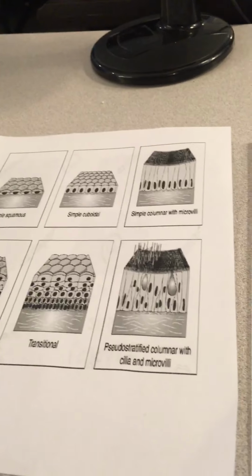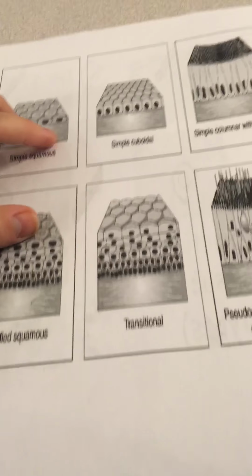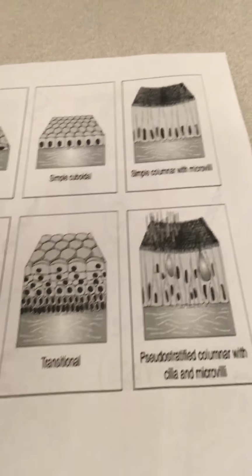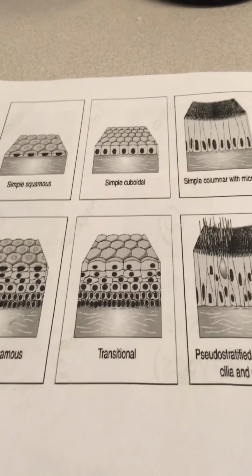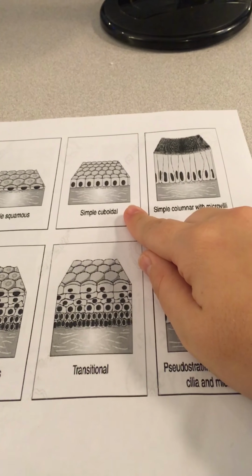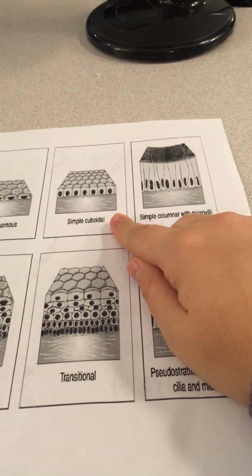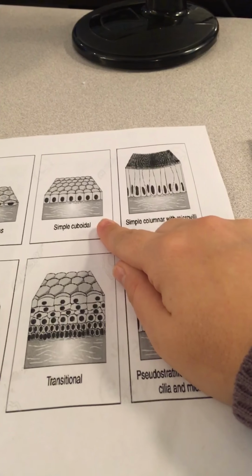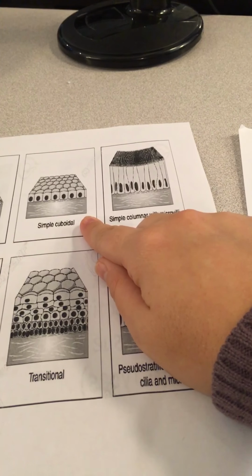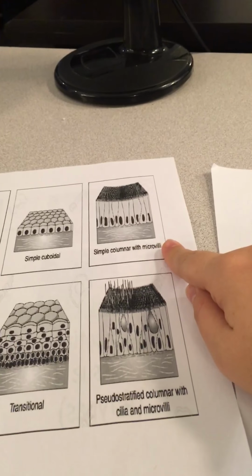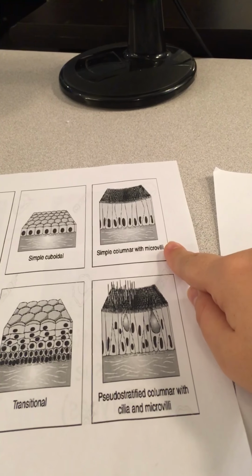So the next one we're going to talk about is our simple cuboidal, and this one is found in the ducts and secretory portions of the small glands and in the kidney tubules, and it secretes and absorbs.